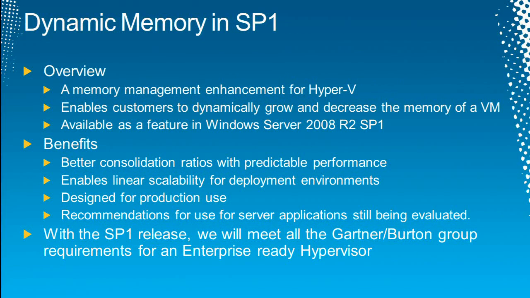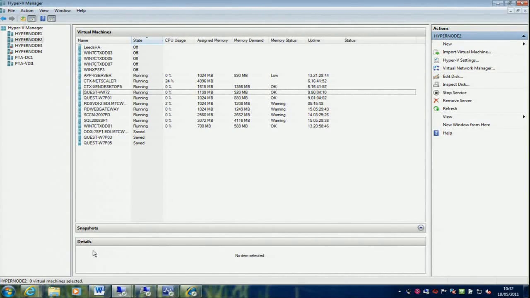So I mentioned dynamic memory. Rather than talk too much about it, I just wanted to flick over to my little demo machine here. Here we go. And on my demo machine, I'll explain what's on the screen if it's a bit too small at the back. This is Hyper-V Manager, so this is what I'm using to manage my Hyper-V workloads built into Windows Server or downloaded for Windows 7. This isn't System Center, so I'm just using the entry-level Hyper-V Manager.